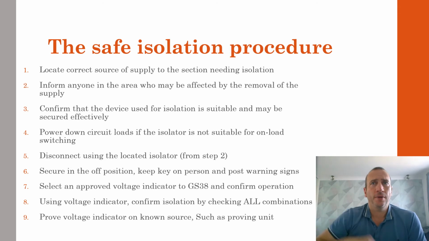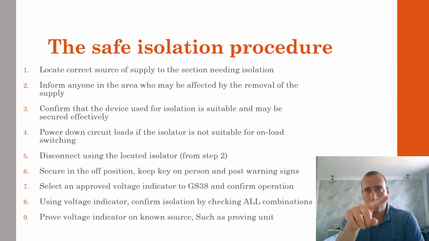Fourth, you're to power down loads if the isolator is not suitable for on-load switching. If any items are left on or consuming current while the isolator is switched, you get arcing or electrical contact across the electrical contacts. This could cause damage to the isolator. Fifth, you disconnect using the located isolator that we've just found. Essentially, this is the switch off stage.